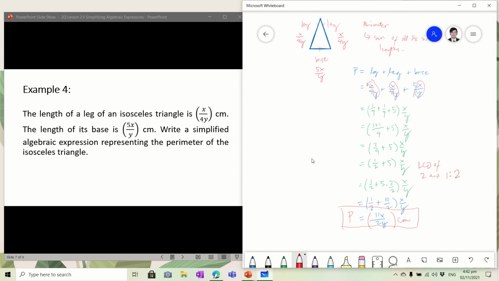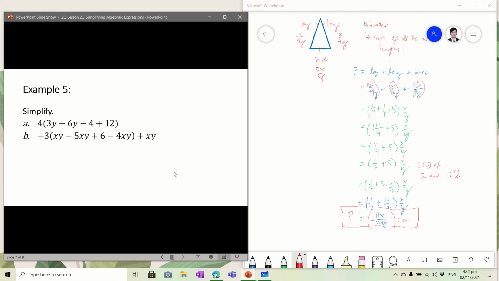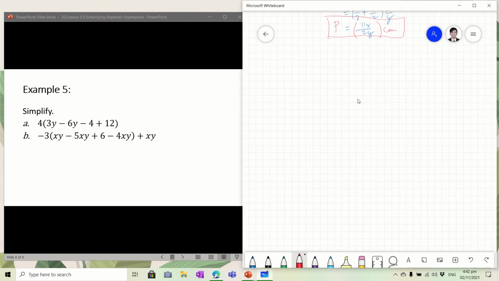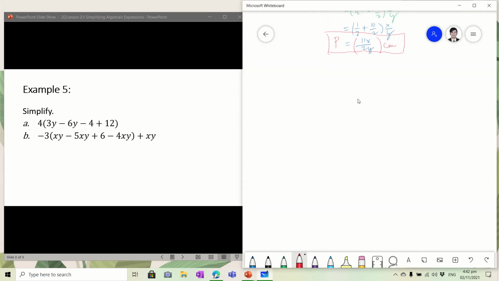So the answer is 11x to y centimeters. Okay, let's have example 5. So what if it turns out like this? We are asked to simplify 4 times the quantity of 3y minus 6y minus 4 plus 12.